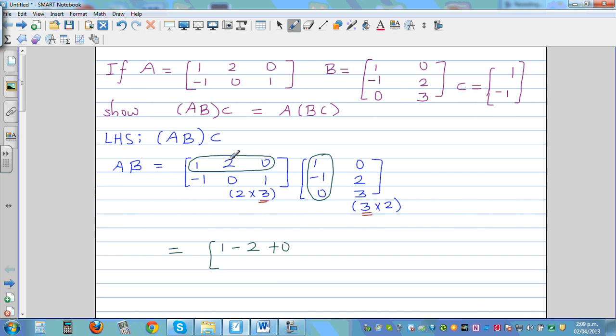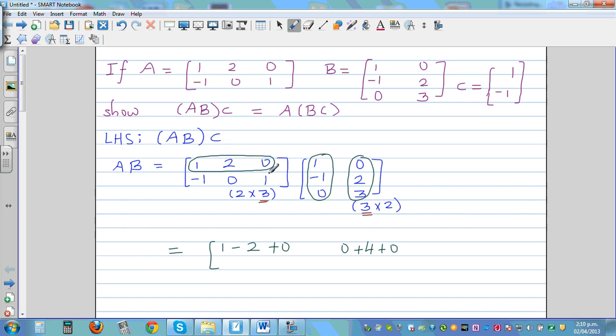And then first column, second row. That will be the second element. So the same process. 1 times 0 is 0. 2 times 2 is 4. And 0 times 3 is 0. Okay, so let me cancel this. Now I'm going to use a different color.